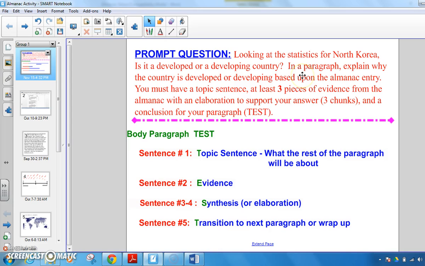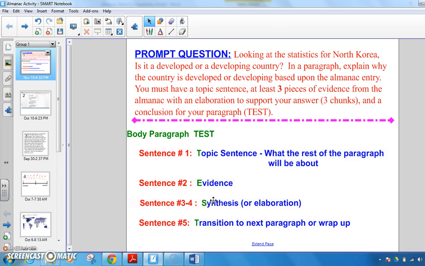You're going to write a paragraph explaining why the country is developed or developing based upon the Almanac entry. You have to have a topic sentence, at least 3 pieces of evidence from the Almanac with an elaboration to support your answers, aka a chunk, and a conclusion for your paragraph. So, let's make it really simple. You're going to answer this question: is it a developed or developing country? For my topic sentence, tell me, is it developed or developing? And then give me 3 chunks: evidence and analysis or elaboration.